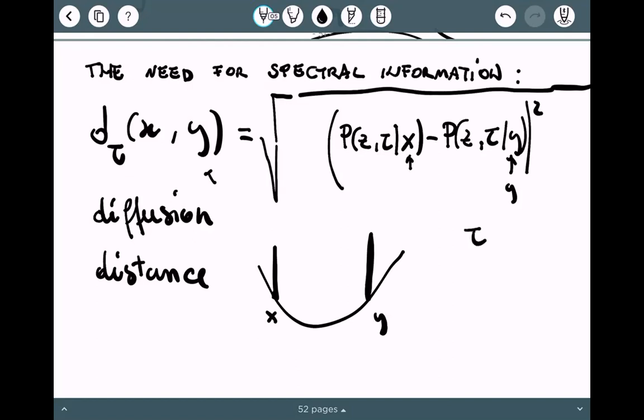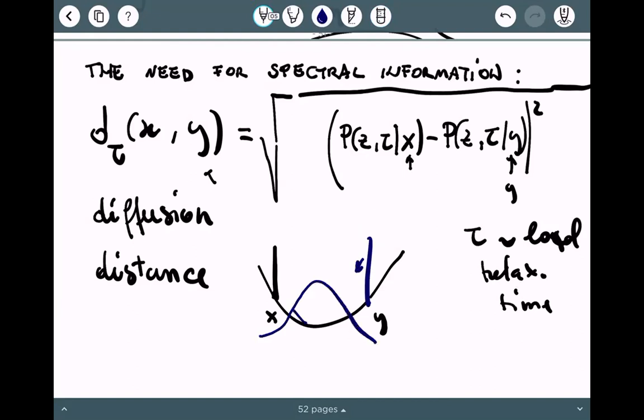Now, if tau is of the order of the local relaxation time, right? Let me use a different color for this. After some time t, this will have evolved into a Boltzmann distribution here. And this will have evolved to the same local distribution. If my time is much larger than the local relaxation time, yet shorter than the global relaxation time, these two probabilities will basically be locally Gibbsians.